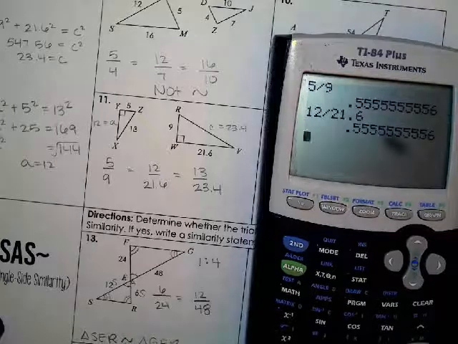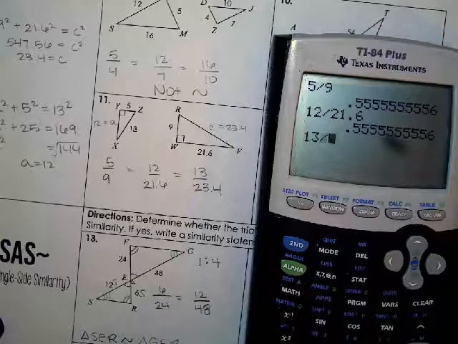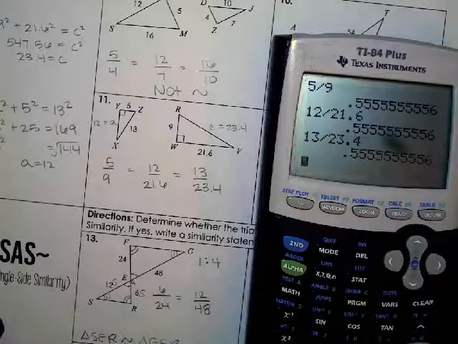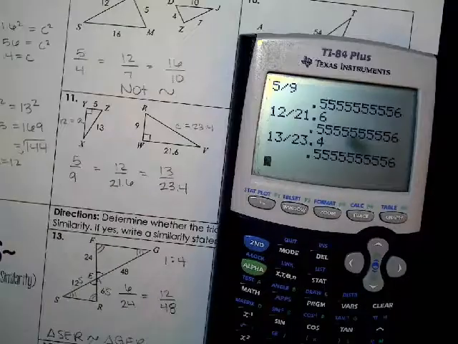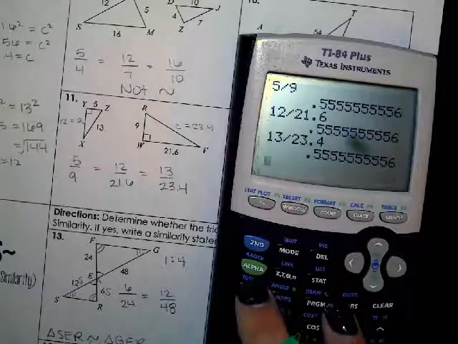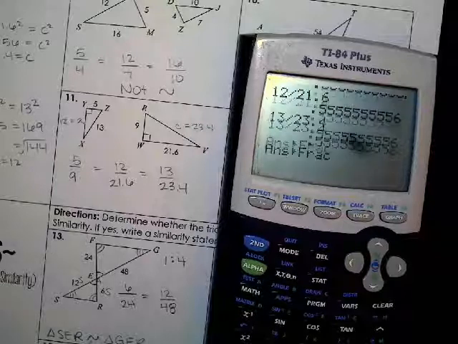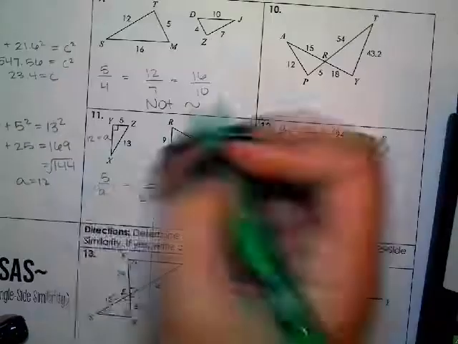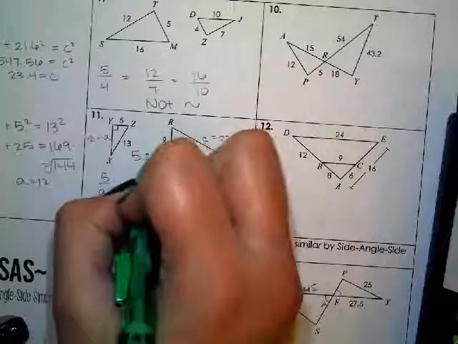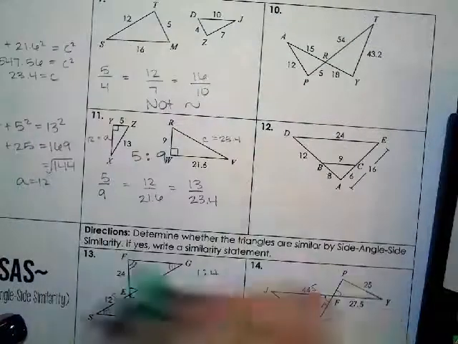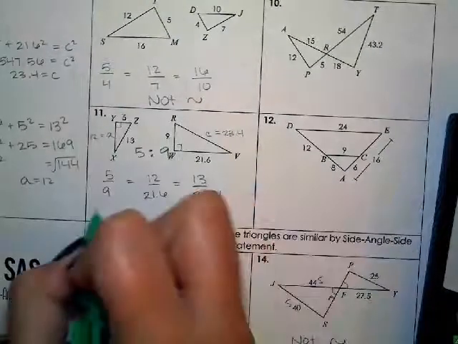Okay. All right, so it looks like 5 to 9. I'm going to go ahead and take this last one, turn it into a fraction. 5 to 9 is the scale factor. Little triangle to big triangle is a scale factor of 5 to 9. So let's go ahead and label.